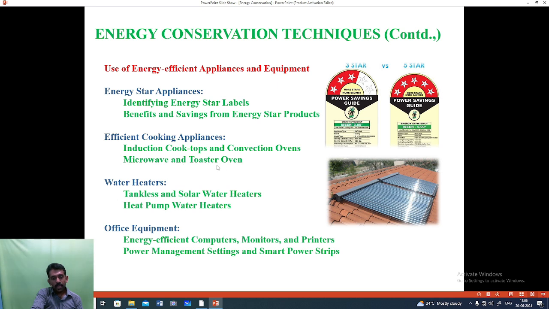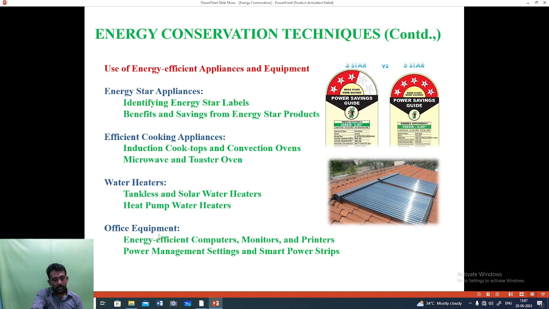And efficient cooking systems: induction cooktops, convection ovens, microwave and toaster ovens, and solar ovens and solar cookers are efficient technologies presently available in the market for energy conservation. And coming to water heaters, tankless and solar water heaters are now available in the market, and heat pump water heaters, with sources from solar and thermal electric. Like that, a lot of technologies are there for energy conservation.